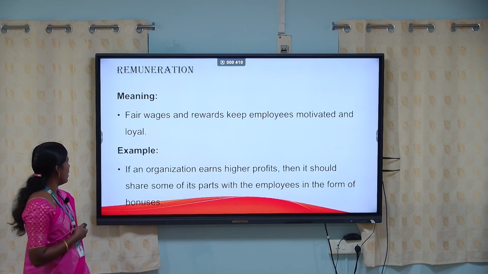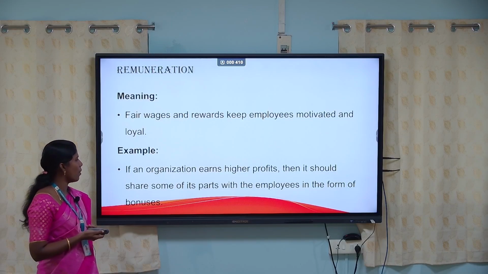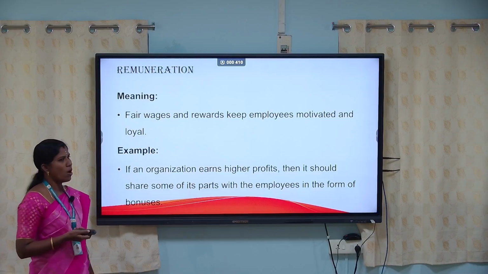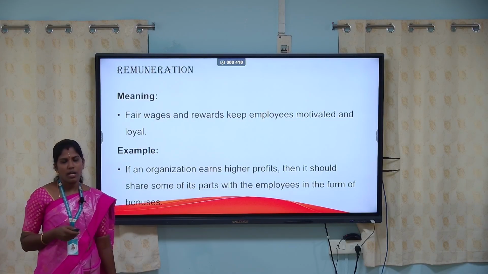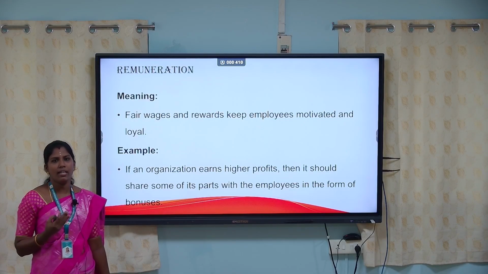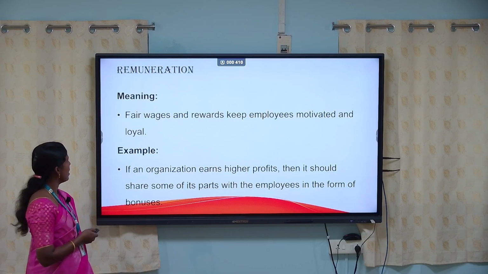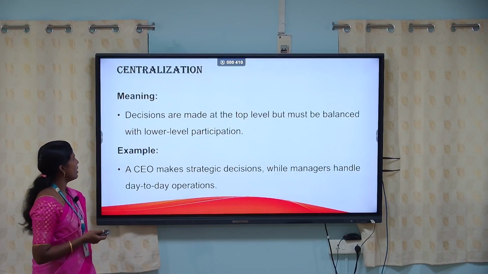The next example, if an organization earns higher profit, then it should share some of its profit with the employees in the form of bonuses. Okay, so when the organization profit is high, it will be shared with the employees in the form of bonus. Then the next slide is centralization.